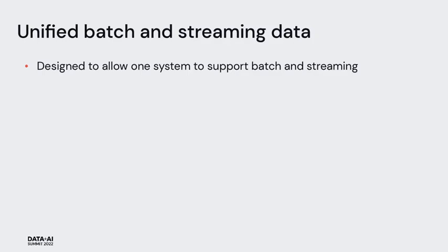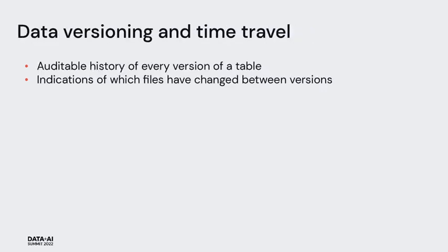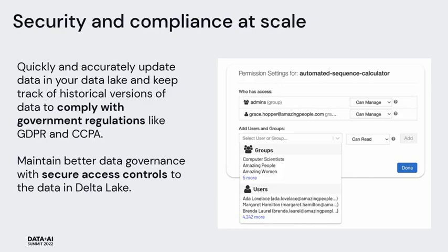Many Databricks users use Delta Lake to transform the update frequency of their dashboards and reports from days to minutes while eliminating the need for multiple systems. With Delta Lake, the transaction logs used to ensure ACID compliance create an auditable history of every version of the table, indicating which files have changed between versions. This log makes it easy to retain historical versions of the data to fulfill compliance requirements in various industries, such as GDPR and CCPA. The transaction logs also include metadata, like extended statistics about the files in the table and the data in the files.